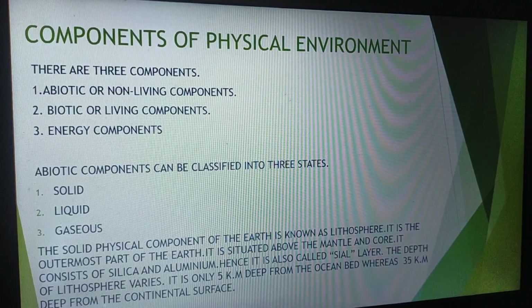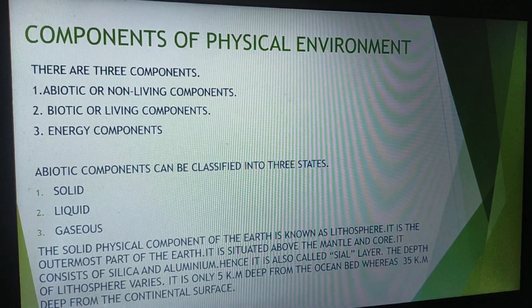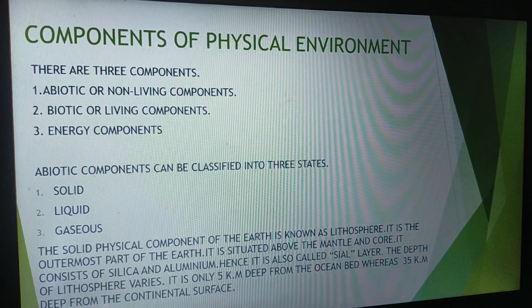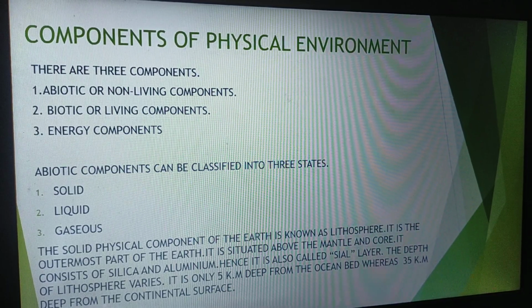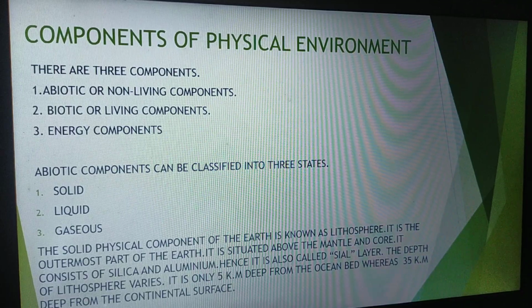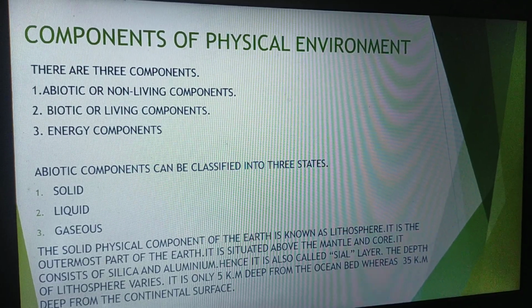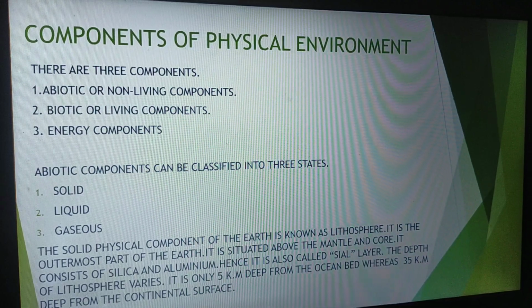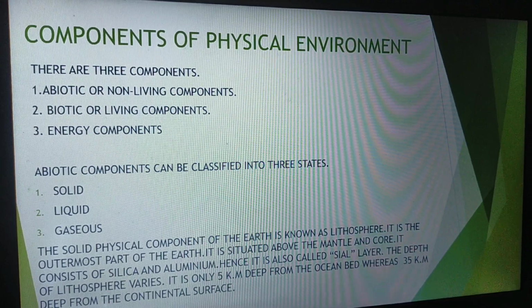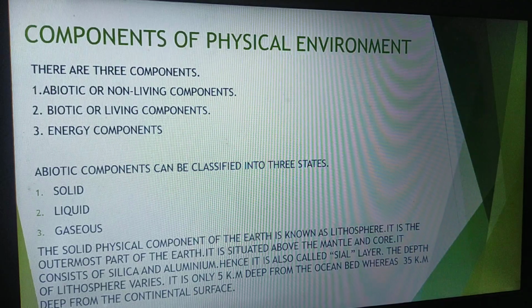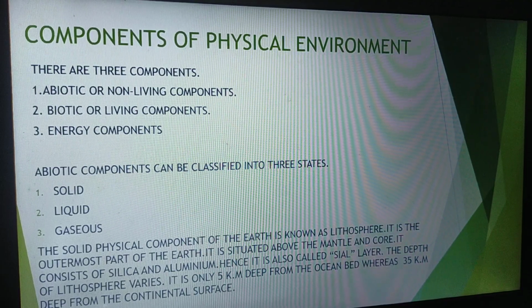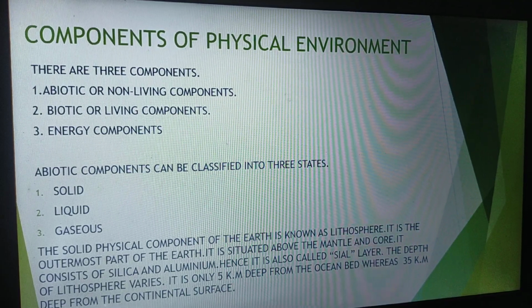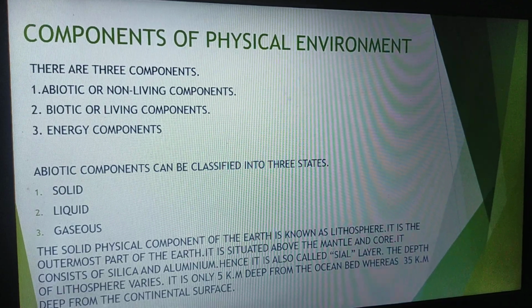Okay, now we are coming to the physical environment components. What makes up the physical environment? There are three main components which make up our physical environment. One is the abiotic or non-living component. Second is the biotic or living component, and the third is energy component.